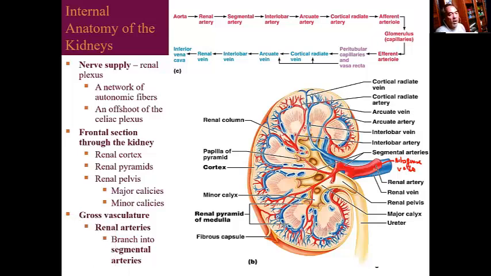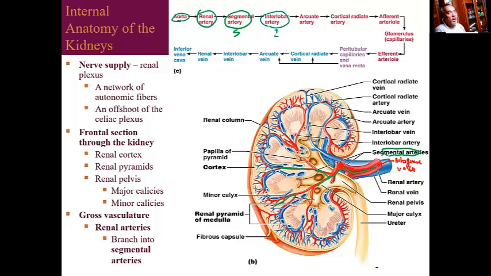Okay, so the renal artery will divide into segmental arteries. Okay, so those are your segmental arteries. And if you take a look at the path, I already summarized it for you. The aorta becomes the renal artery, and then becomes the segmental artery. And after the segmental artery, it is going to divide into the interlobar artery.